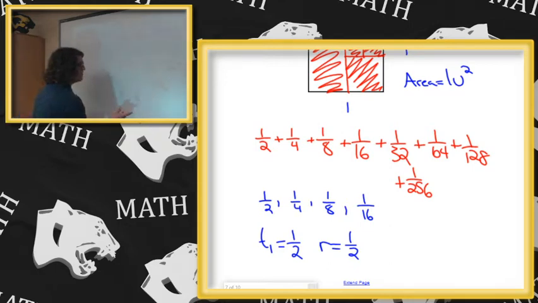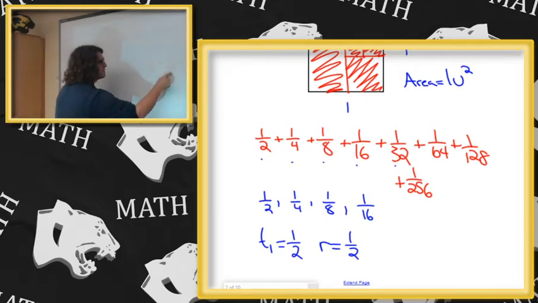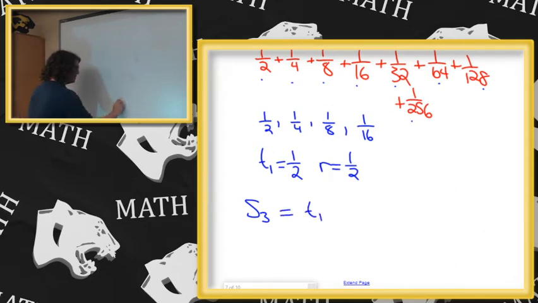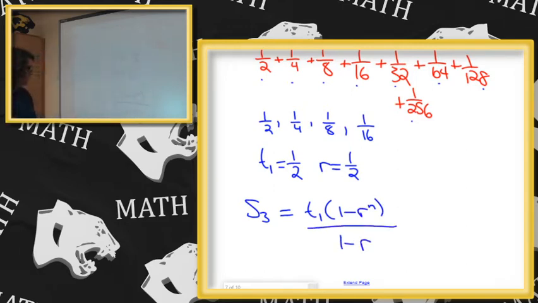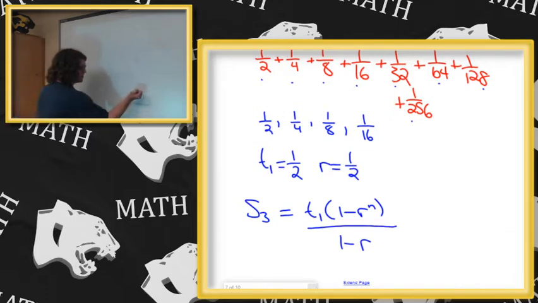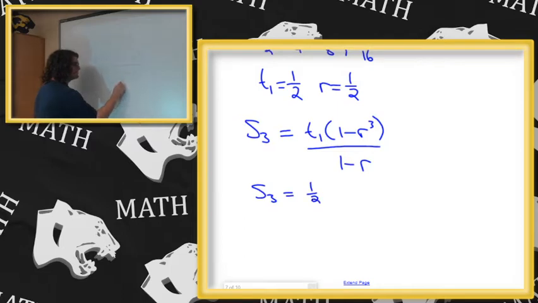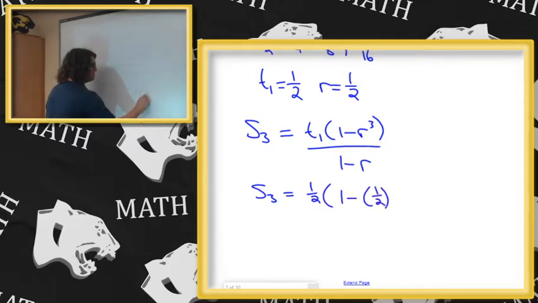Well, that's interesting. So far, this was like 1, 2, 3, 4, 5, 6, 7, 8. So if I were to just do this 3 times, this would be the partial sum of the first 3 terms of this particular thing, which is equal to T1 times 1 minus r to the n, over 1 minus r, I think. So I'll put this in. If it's S3 specifically, it is 1 minus r cubed. So S3 is equal to 1/2 of 1 minus 1/2 to the 3rd power over 1 minus 1/2.